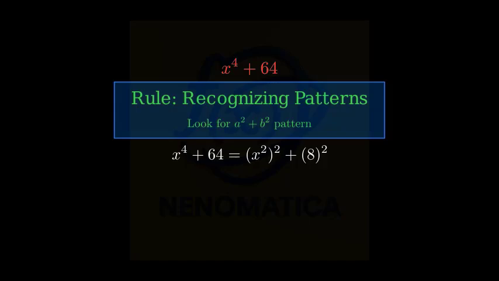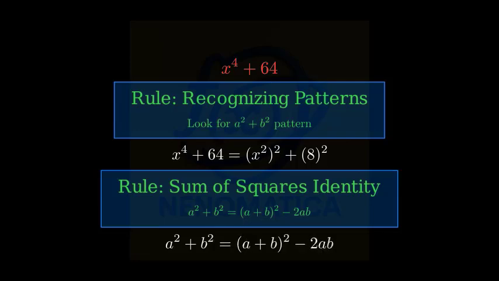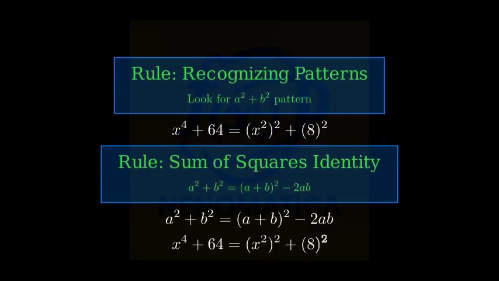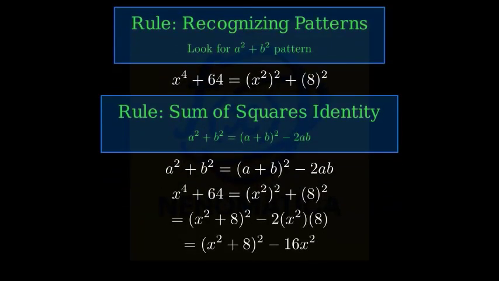Now, we might think we're stuck because a sum of squares doesn't directly factor. However, there's a clever technique we can use. If we look at the identity on the board, we can see that a squared plus b squared equals the quantity a plus b squared minus 2ab. We can use this to rewrite our expression as the square of the sum of x squared and 8 minus the square of 4x. Let's simplify this further.